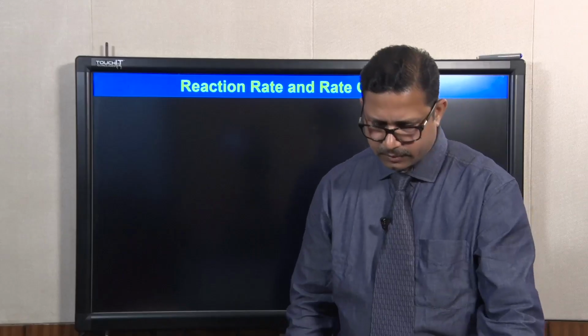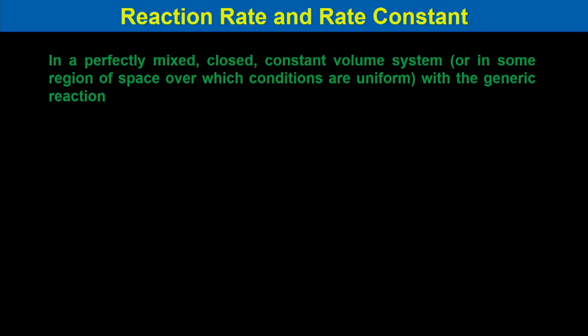Now, reaction rate and the rate constants. In a perfectly mixed, closed and constant volume system, or in some region of space over which the conditions are uniform, we can write the generic reaction, that is A plus B producing C plus D.